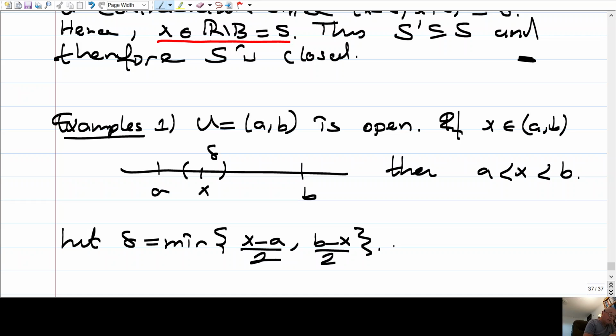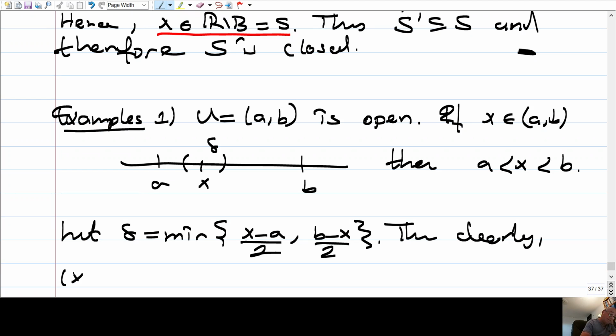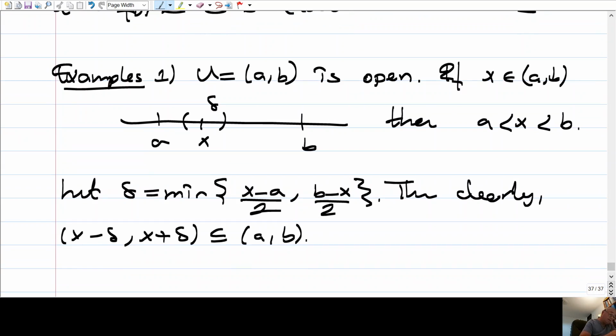Clearly the interval X minus delta, X plus delta will be inside still AB. Therefore, I could find an interval about X so that this interval is contained in AB. Hence, AB is open. Okay.